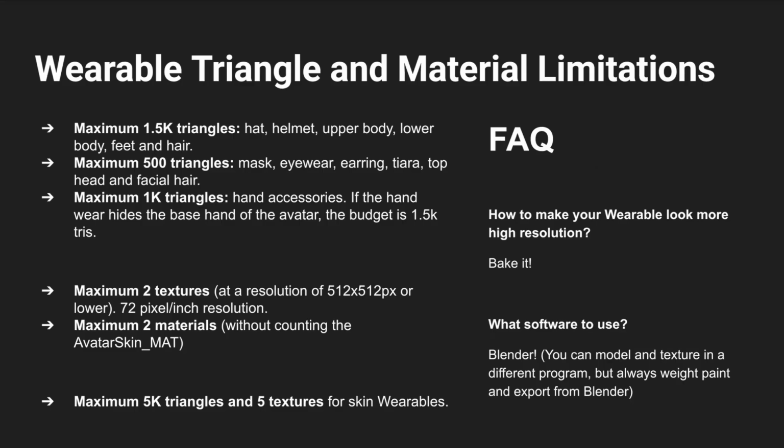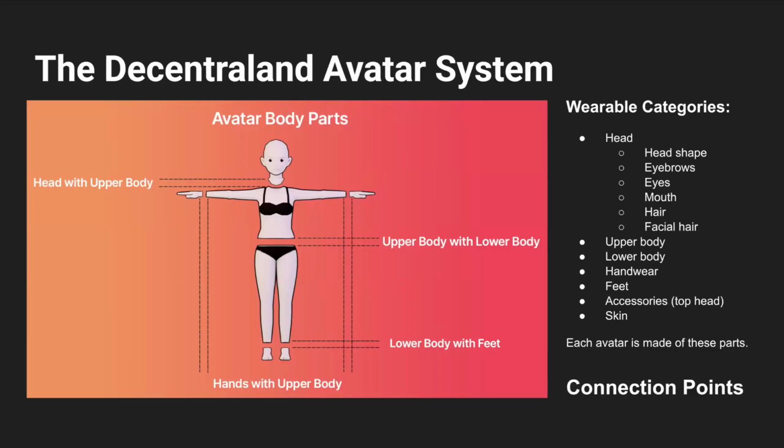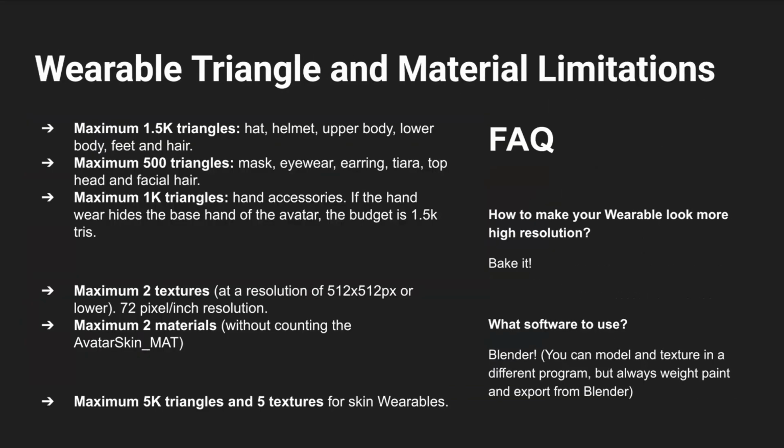Finally, we have the case of skin wearables, which, if I go back a second to the main avatar, would be a wearable that covers the entire avatar from their head down to their toes. So it includes every single category that we have here on the screen. Seeing as that's a lot more to deal with, a lot more geometry, in those cases, you can use up to 5,000 triangles and 5 textures, again, without including the skin material.